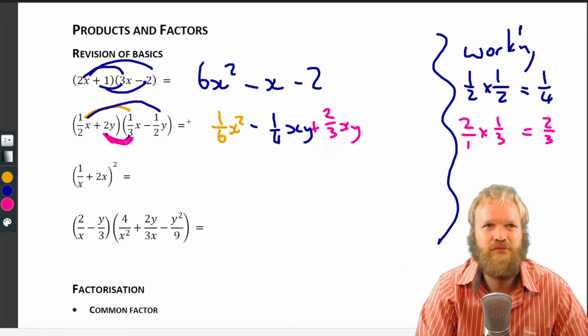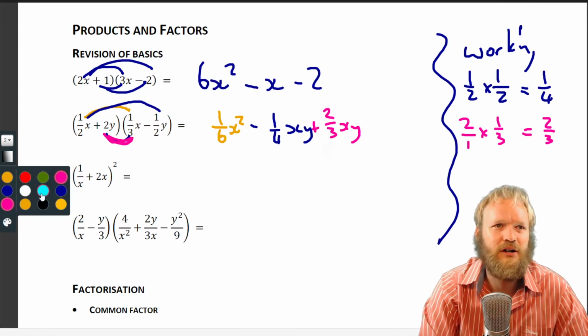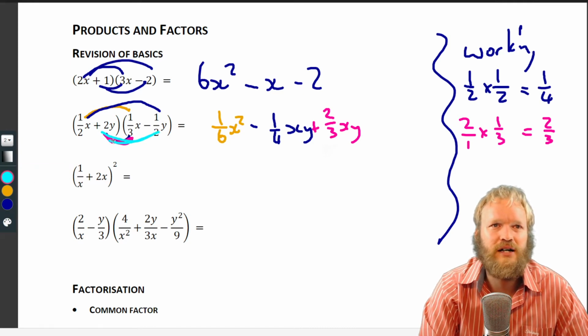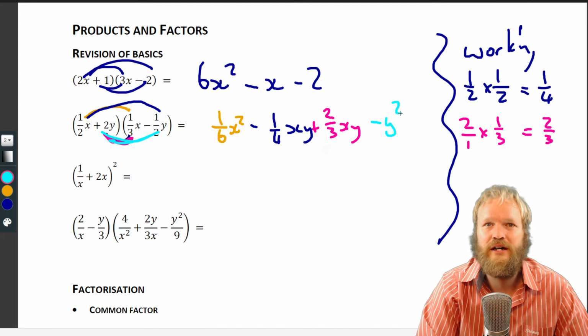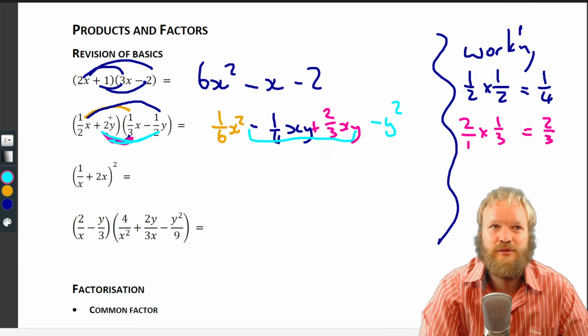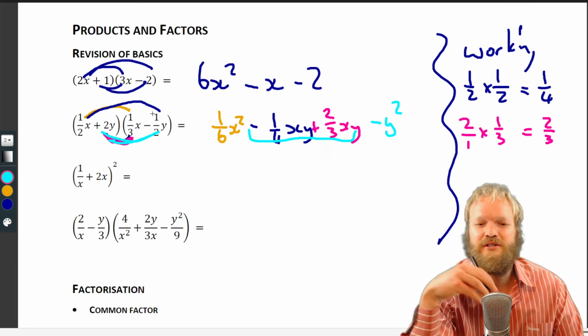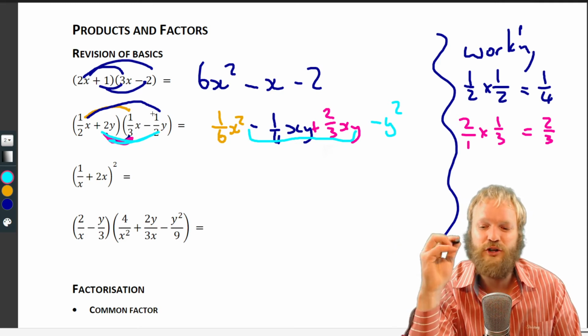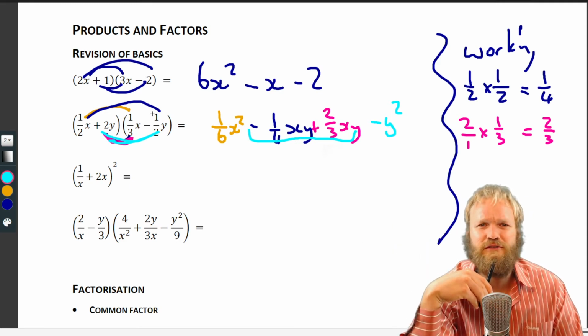How's that? Okay, and then our last part, this times this gives us our minus y squared, and we can add that in the next step. Now, alternative strategy to multiplying these two binomials, and may or may not be useful, but can you think of an alternative way of doing it?